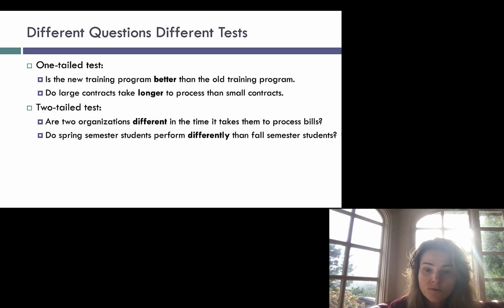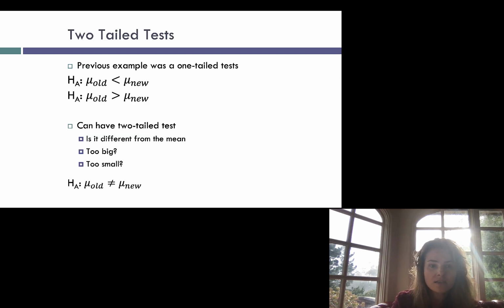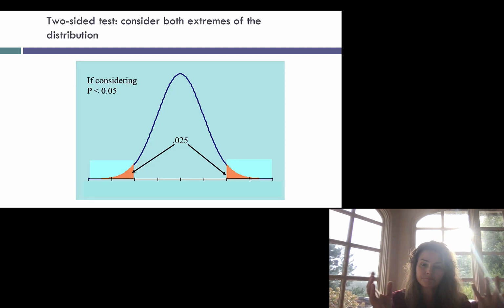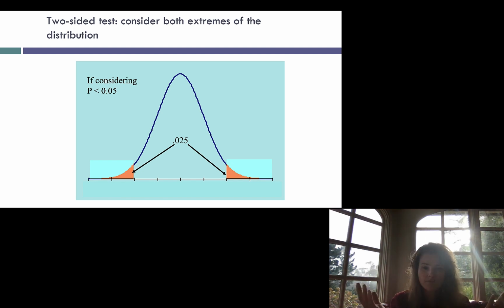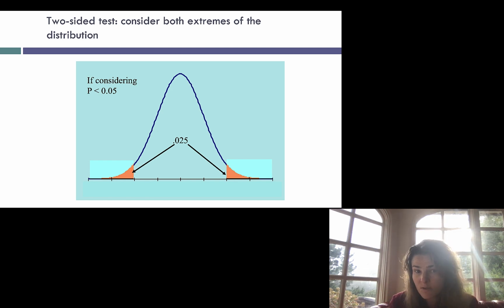Two-tailed tests simply ask, are 2 things different without any assumption of better or worse? So are 2 organizations different in the time it takes them to process bills? Do spring semester students perform differently than fall semester students? These are going to be a little bit different. Our alternate hypothesis, our test hypothesis, is going to be that these 2 things aren't equal, not that one is greater or less than the other. And we're going to consider the probability in both tails of the distributions. The kinds of confidence intervals you've been creating are essentially setting up 2-tailed tests. And computers typically do 2-tailed tests for us because they're not quite sure of what direction we would be assuming the test would be.